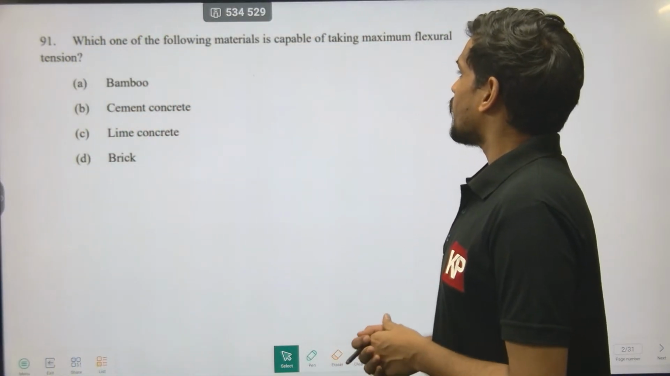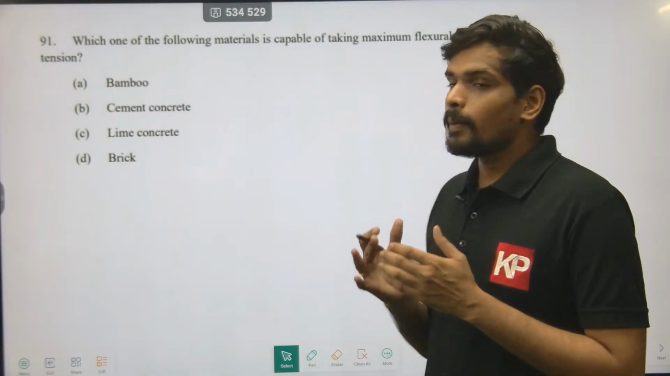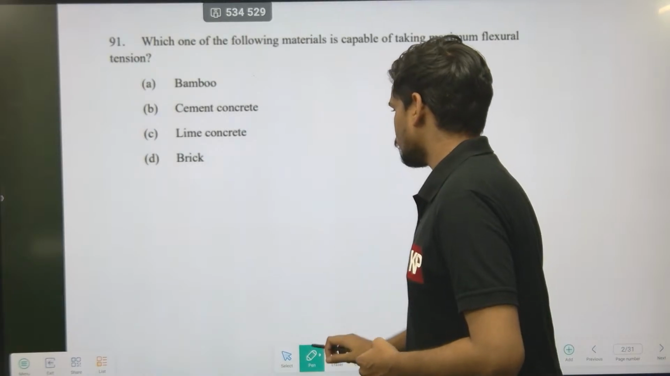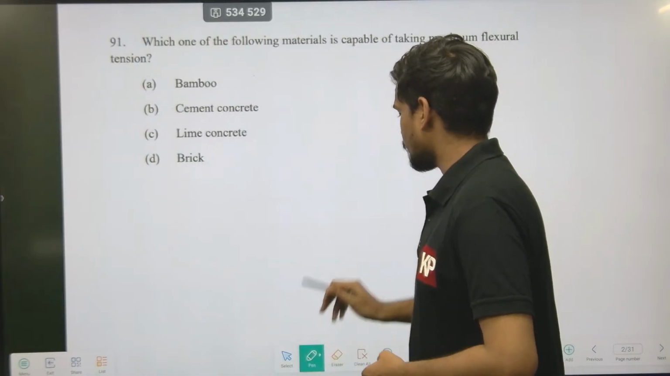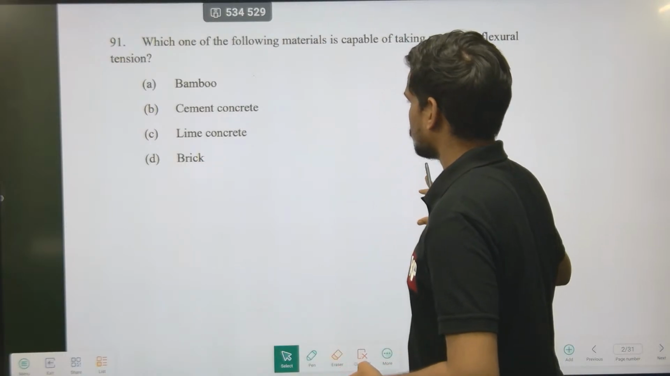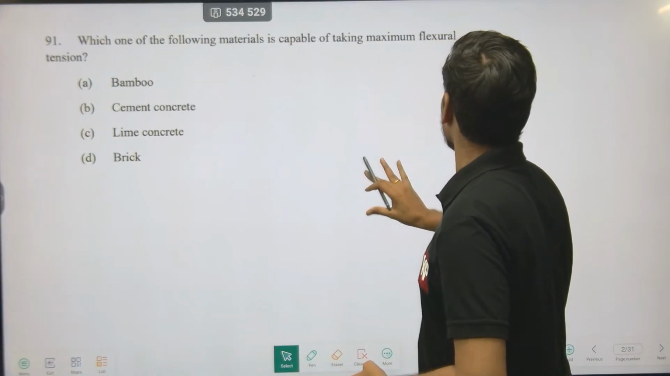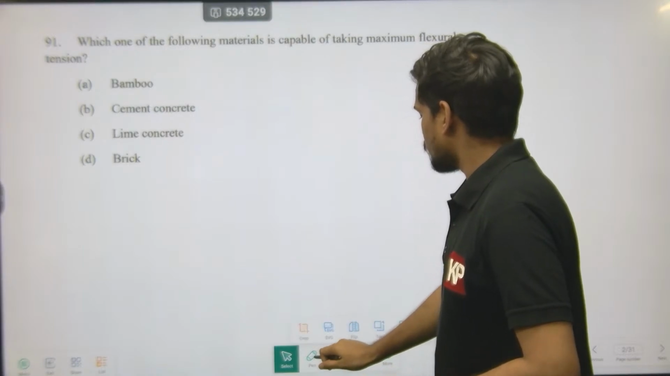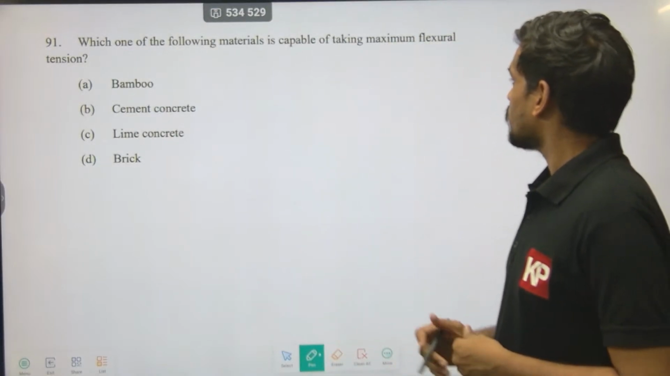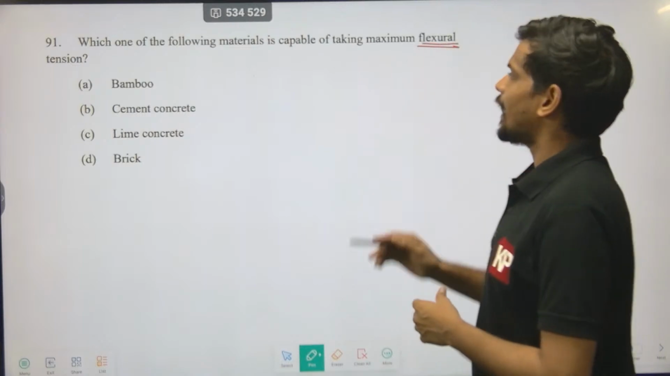Which of the following materials is capable of taking maximum flexural tension? That's the question. Okay, so the question is, which of the following materials is capable of taking maximum flexural tension?